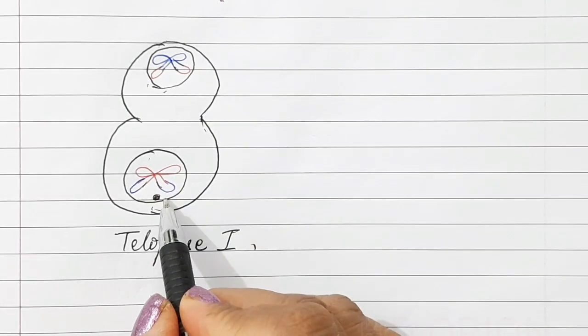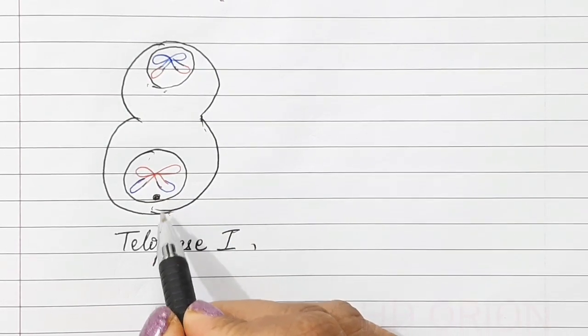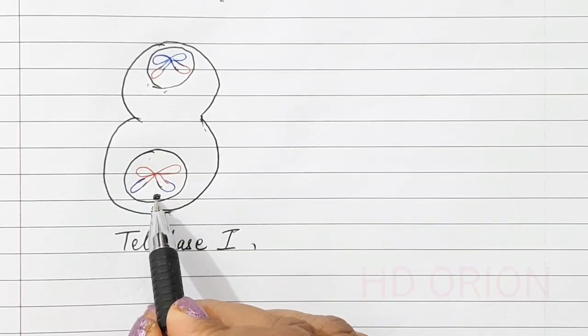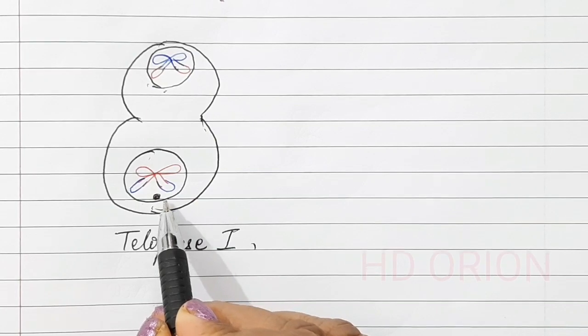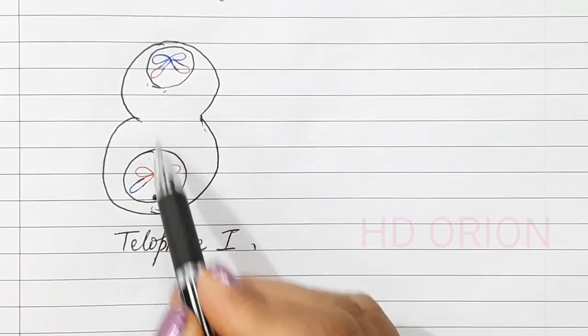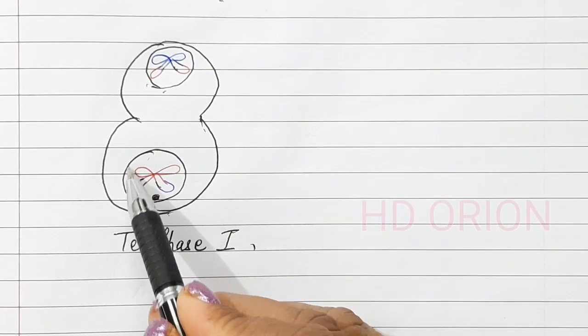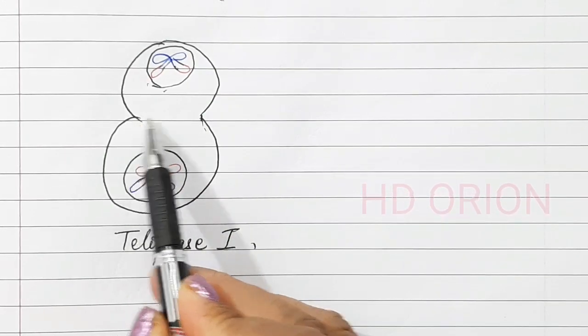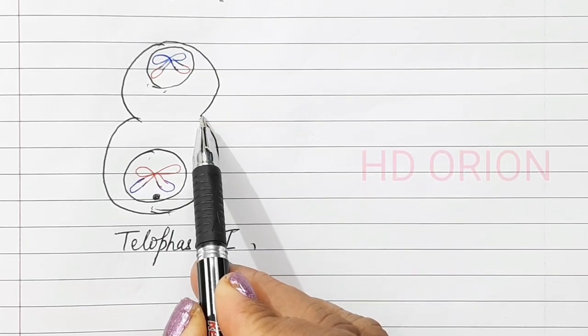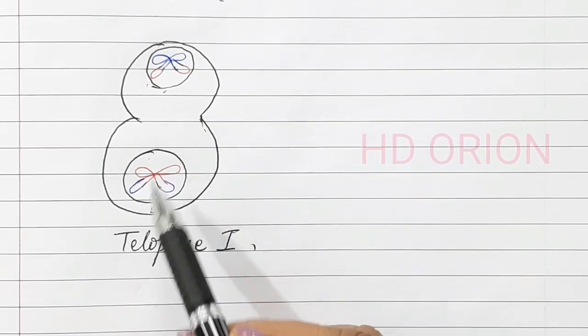So this is just the opposite of what had taken place in prophase 1. In prophase 1, the nuclear membrane and the nucleolus disappeared, and here they have reappeared. So we see that the two sets of chromosomes are present at the opposite ends and the daughter nuclei have been formed, and we see the constriction in the animal cell from the periphery, which shows the start of cytokinesis.